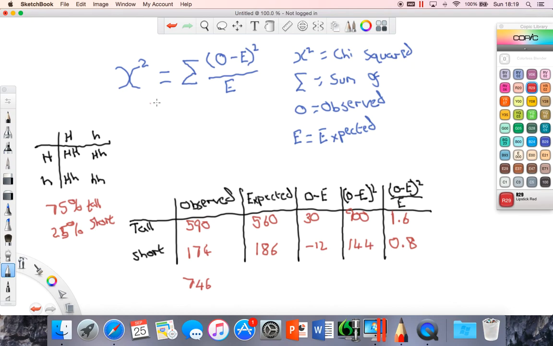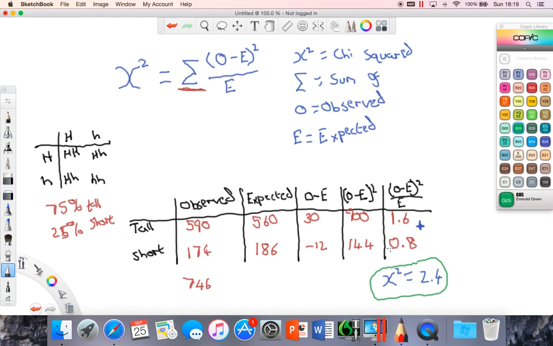Okay? Now remember that chi-squared asks you for the sum of. So the sum of this is 1.6 plus 0.8, which gives you a sum of 2.4. So our chi-squared value is this number plus this number, which gives us a value of 2.4. Chi-squared for us is 2.4. Now, that's all well and good. We've worked out our chi-squared value, but what does this number mean? We need to add some sort of value to this number. Otherwise, it's just 2.4 and it doesn't actually mean anything.